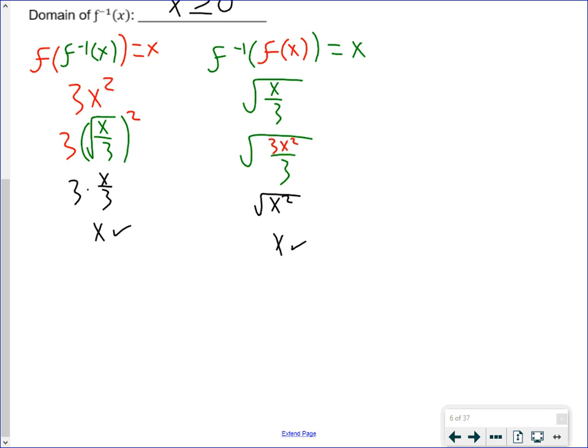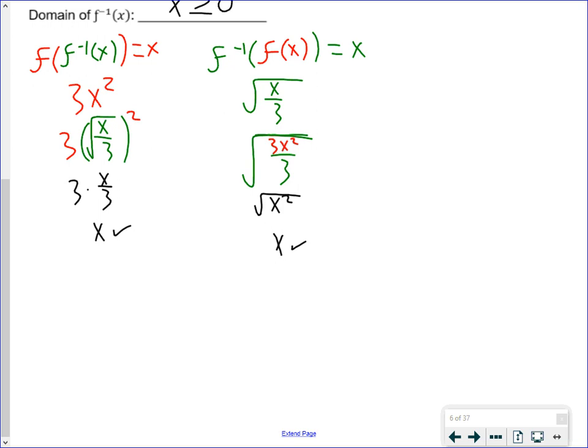Our inverse function was the square root of x over 3. We replace the x with our regular function, which is 3x squared. So we have the square root of 3x squared all over 3. We can actually make this a little more clear, because we're taking the square root of everything, top and bottom. So it's a square root of 3x squared all over 3. The 3's cancel. We're left with the square root of x squared. And the square root of x squared is just x.